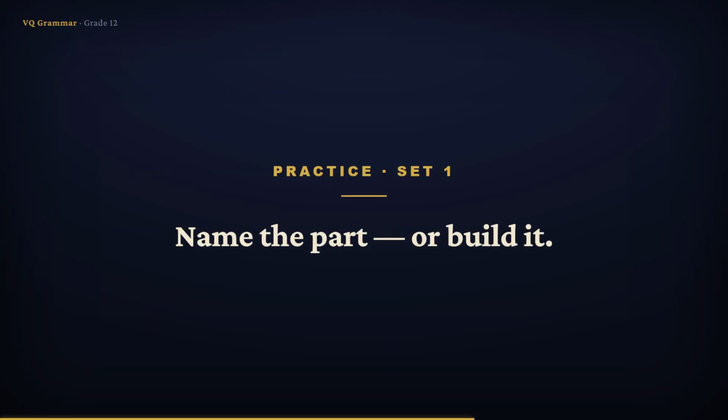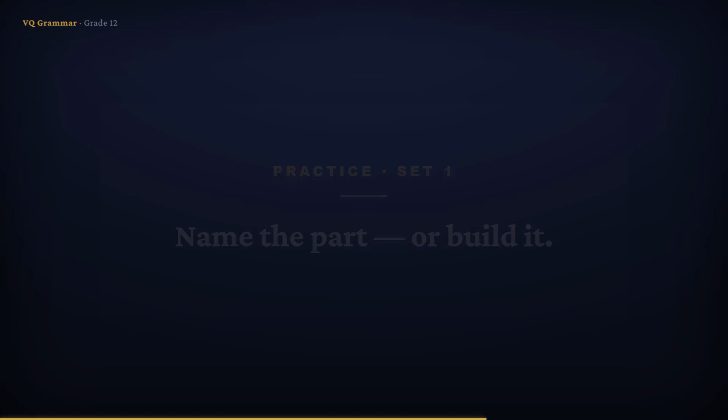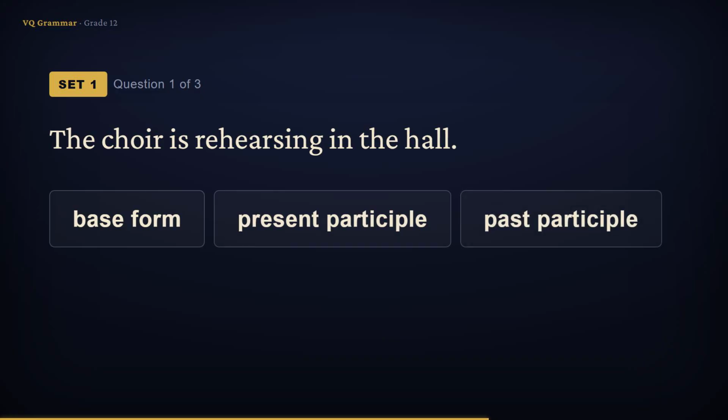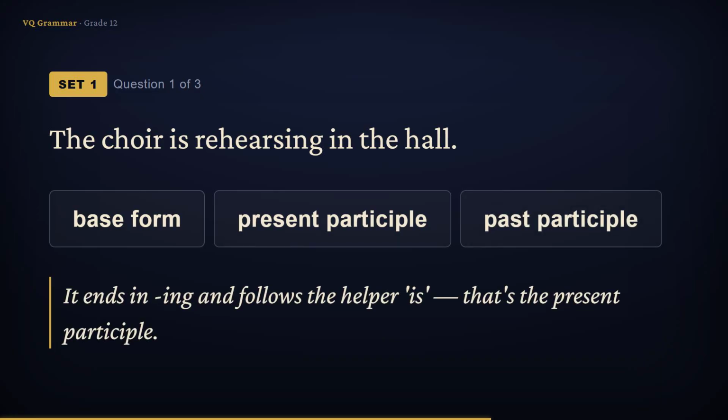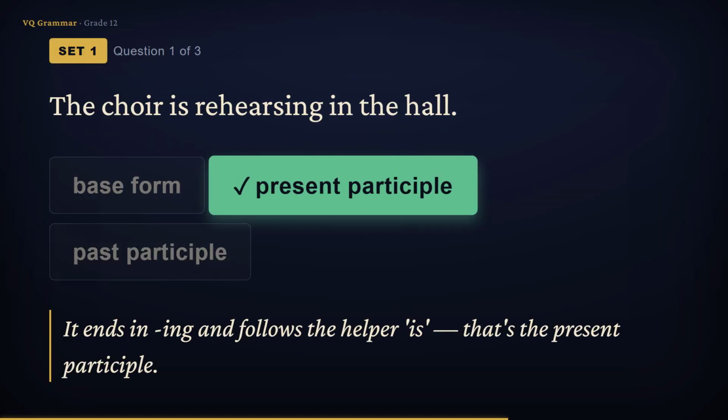In this first set, I'll hand you a verb, and you either name which principal part it is, or you build the part I ask for. Pause the video and decide before I reveal each answer. The choir is rehearsing in the hall. Look closely at rehearsing. It ends in ing, and it's got the helping verb is standing right in front of it. That ing ending plus a helper is the signature of one part in particular. So rehearsing is the present participle.